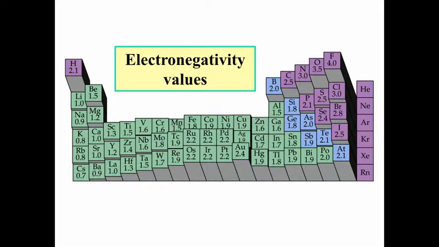Electronegativity values, due to Pauling, are typically in the form shown on this chart, where fluorine is the most electronegative element. It likes the electrons the most, and it has the highest electronegativity value of 4.0. Electronegativity values decrease as we go down a column or across a row to the left, and the lowest electronegativity values are found in the bottom left of the periodic table.